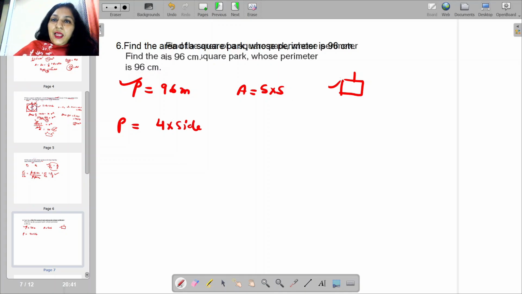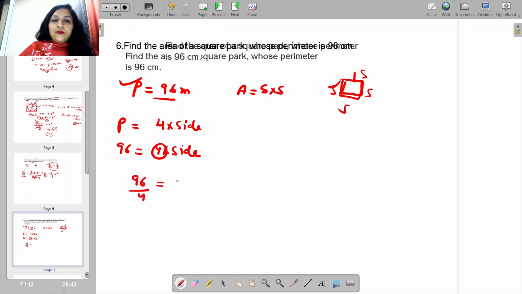पेरीमीटर क्या होता है? लेंथ ऑफ दिस बाउंड्री. चारों साइड इक्वल है ना? साइड साइड साइड साइड. हाउ मेनी टाइम्स रिपीटेड? 4 टाइम्स. So perimeter is equal to 4 times side. Value is given 96. So 96 is equal to 4 into side. 4 is multiplying here, so on the other side it has to divide. 96 upon 4 is your side.